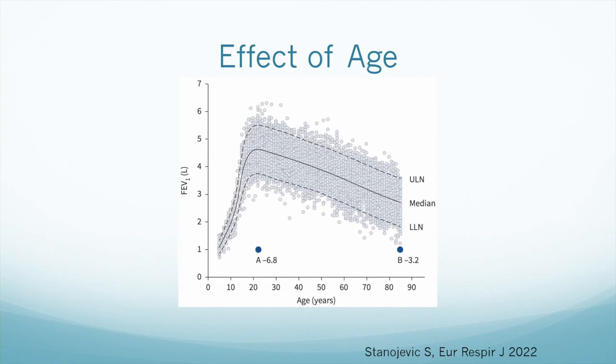So this graph here kind of explains why the changes have been made and why we're using these limits of normal to have really a much more complicated spirometry report than our prior reports. At about age 20 to 25, everyone's lung function inevitably starts getting worse. That's just biology. There's nothing anyone can do about that.